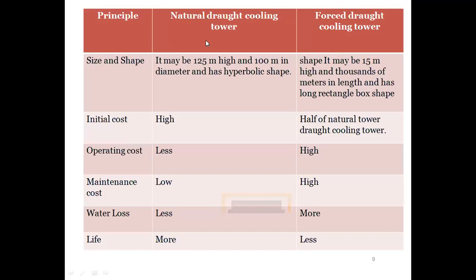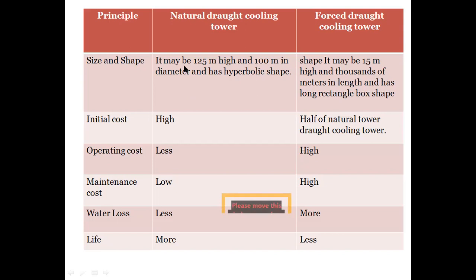So these are the differences between the natural draught cooling system and the forced draught cooling system based on different principles. If we take the size and shape, the natural draught cooling systems may be 125 meters in height and 100 meters in diameter and have a hyperbolic shape. In the forced draught cooling system, the height is about 15 meters and the length is thousands of meters, with a rectangular box shape. So natural draught is hyperbolic, and forced draught is a long rectangular box.